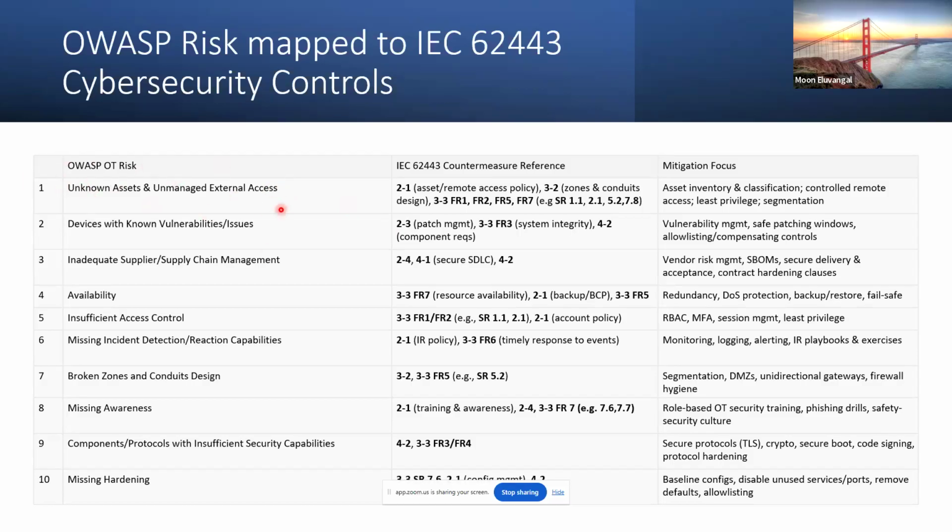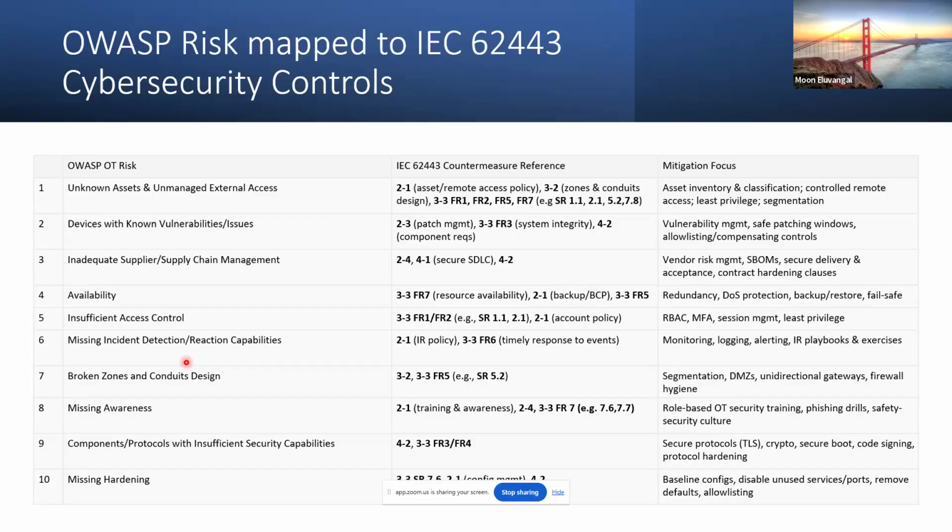And then non-vulnerabilities, yes, a lot of them. And availability, insufficient access control, incident detection and reaction capabilities, which may be related to the SOC in the IT world. But you don't have something similar, or even if the SOC is there for most organizations, how much visibility does it bring into the OT world? That's still a question mark.